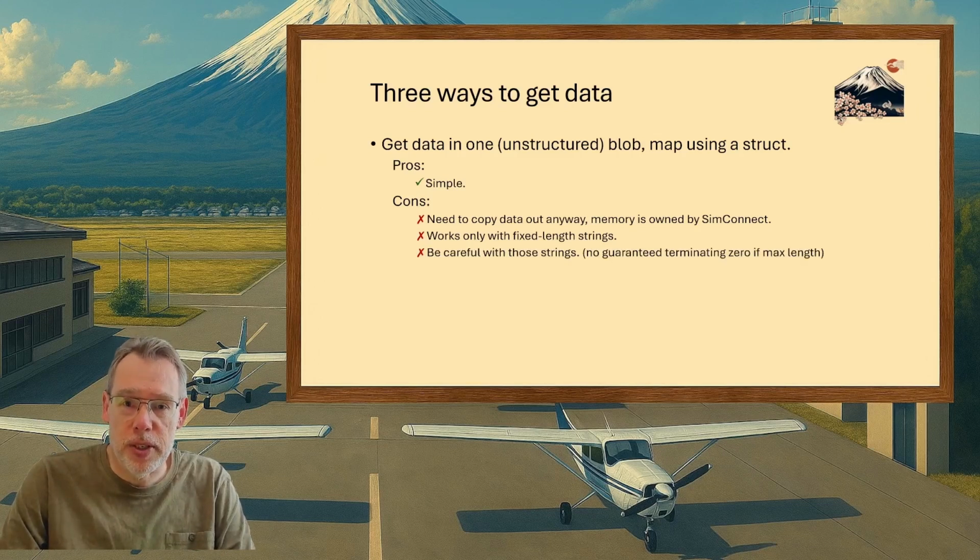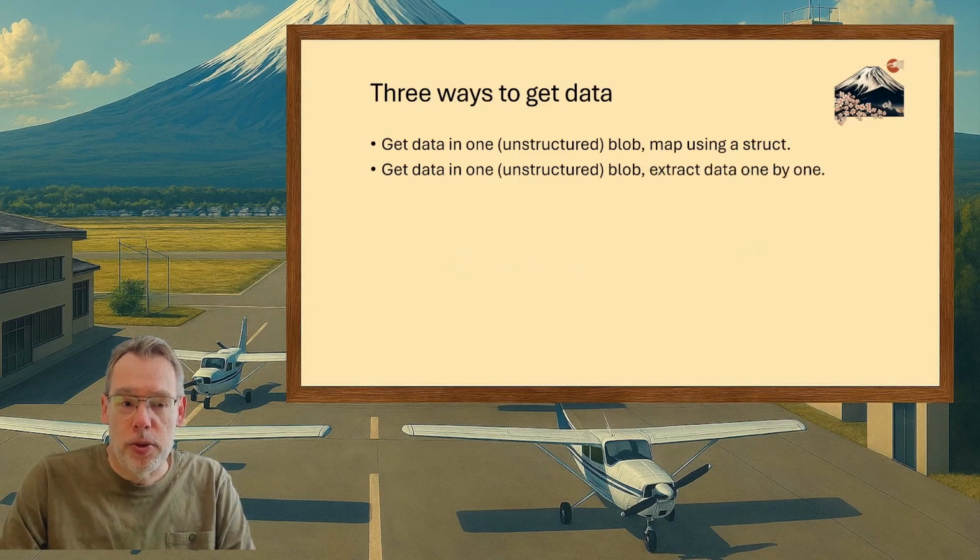And those strings have an additional problem. If the value actually maxes out the contents of that array of characters, then there won't be a terminating 0. So you have to be careful about copying the data out. And then the last thing is simply that you're wasting memory if you know in advance that only a few of the variables will actually change.